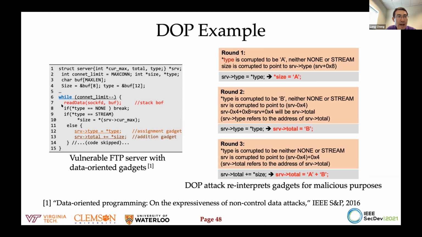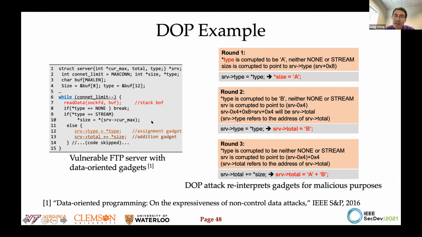Suppose in line 7, read data is a vulnerable function. It has a buffer overflow vulnerability, which allows the attacker to corrupt this local buffer. In line 3, this is a local buffer. In addition to corrupting the buffer, the attacker at the same time has a chance to manipulate or corrupt other local variables close to this buffer.